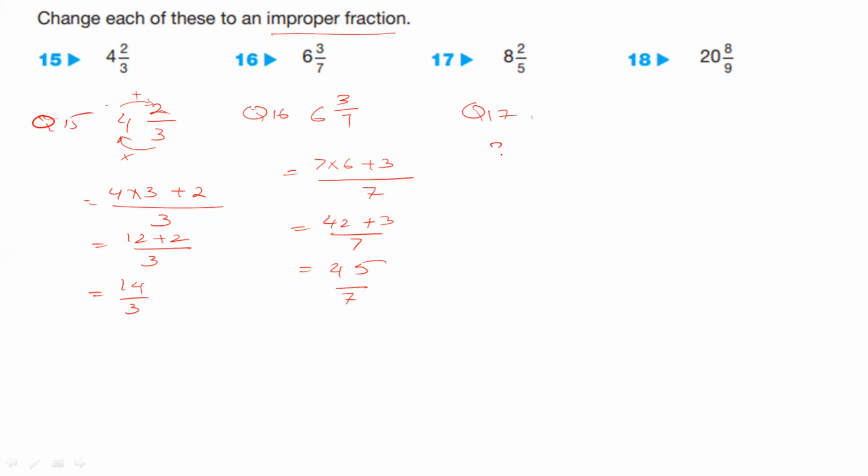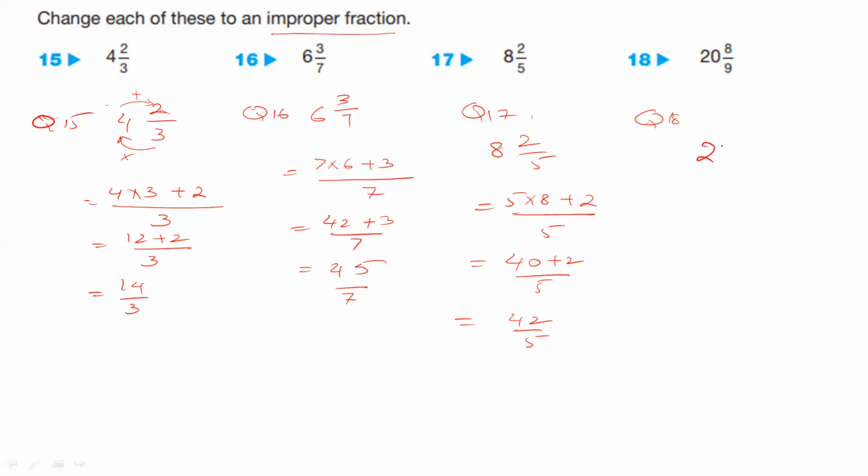Now question 17. 8 whole 2 upon 5. So we can make it 5 times 8 plus 2 over 5. So 5 times 8 is 40 plus 2. So it will be 42 upon 5. Now question 18.